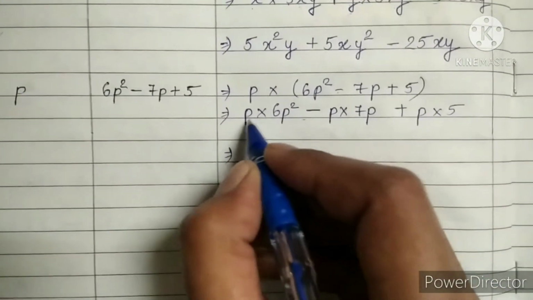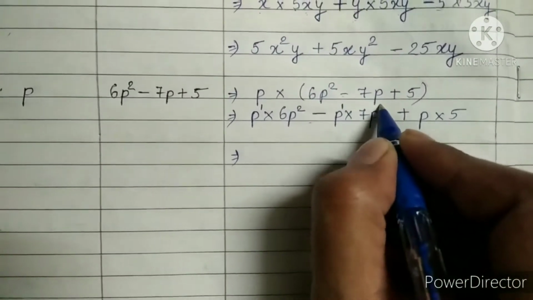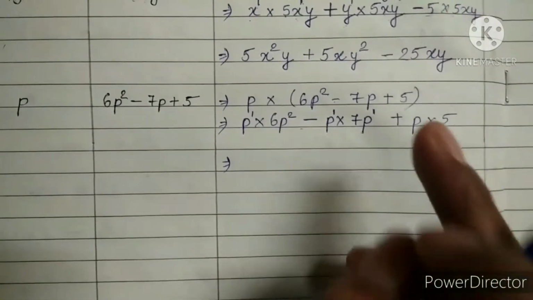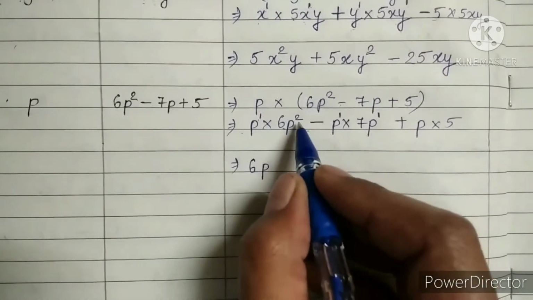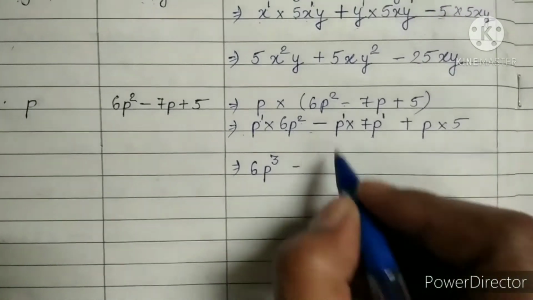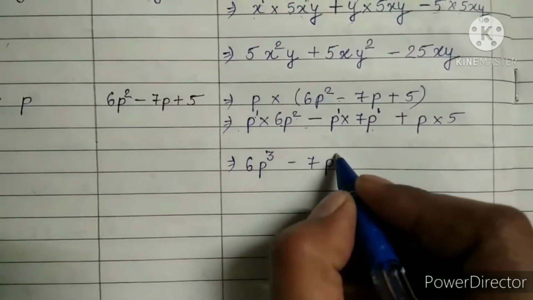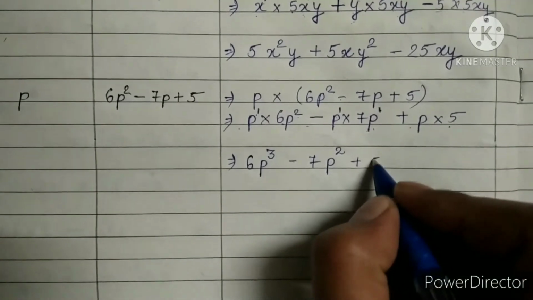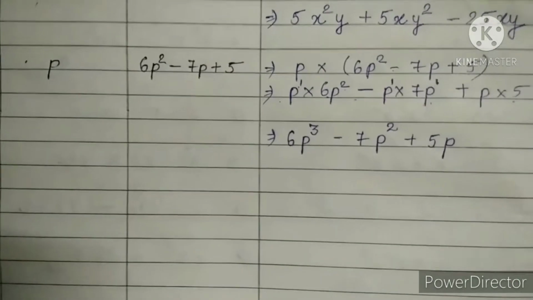You can see p is to power 1, p is to power 2. Here p is to power 1, p is to power 1. Here you can see their variables are the same, that's why we are adding their powers. 6 times 1 is 6p. p is to power 1, p is to power 2, 1 plus 2 is 3, minus 7 times 1 is 7p. p is to power 1, p is to power 1, 1 plus 1 is 2, plus 5 times 1 is 5p. So this is the solution of the third one of question number 2.